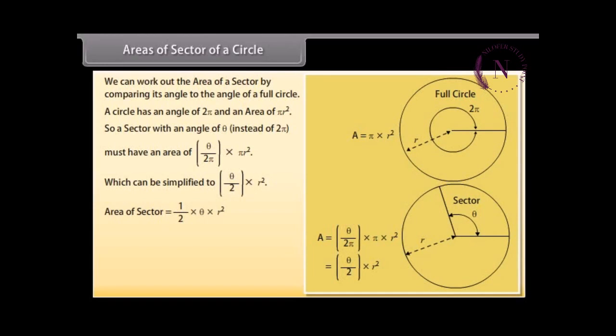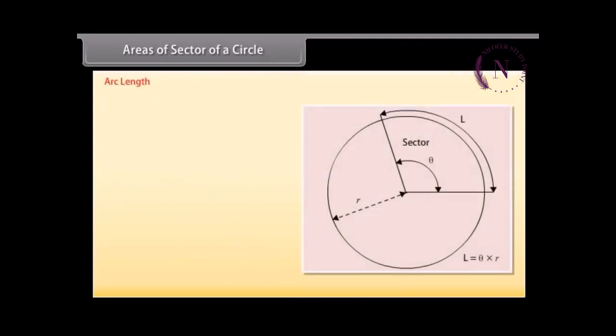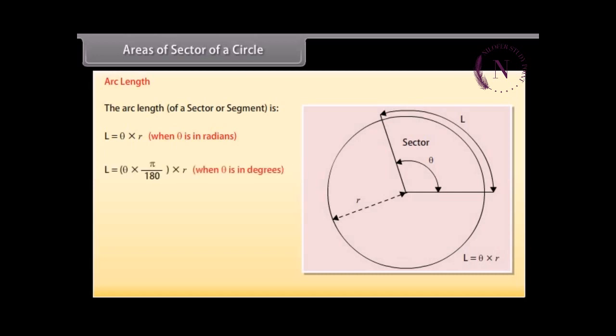Area of sector is equal to 1 upon 2 into theta into r square when theta is in radians. Area of sector is equal to 1 upon 2 into theta into pi upon 180 into r square when theta is in degrees. Arc length. By the same reasoning, the arc length of a sector or segment is L equal to theta into r when theta is in radians. L equals theta into pi upon 180 into r when theta is in degrees.